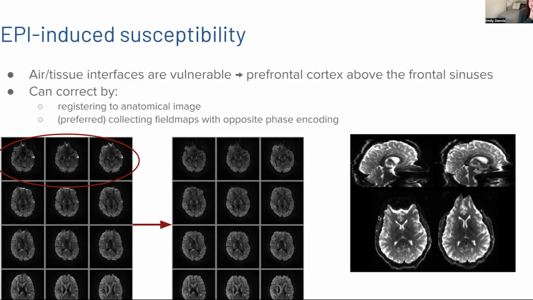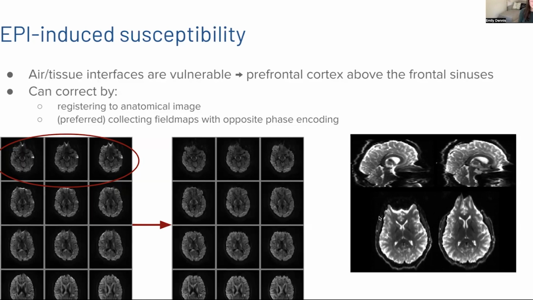So there are two ways that we can correct this, and often we do these two things together anyways. Registering the image to an anatomical image will help squish things back into the way that they're supposed to look. But the preferred way is to collect field maps with opposite phase encoding.